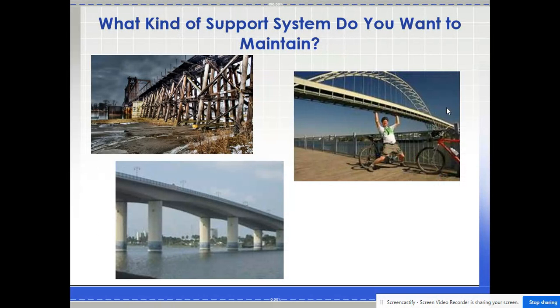All right, so what kind of support system do you want to maintain? Do you want to maintain something that looks like it's up on a toothpick? Maybe the one with the concrete pillars under it? Or do you want to be the one holding it up? Love that picture. That guy, definitely a play on a photo.